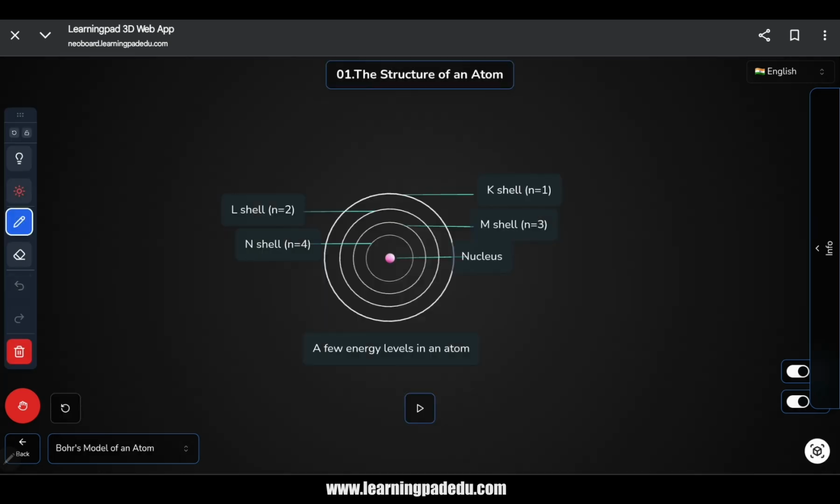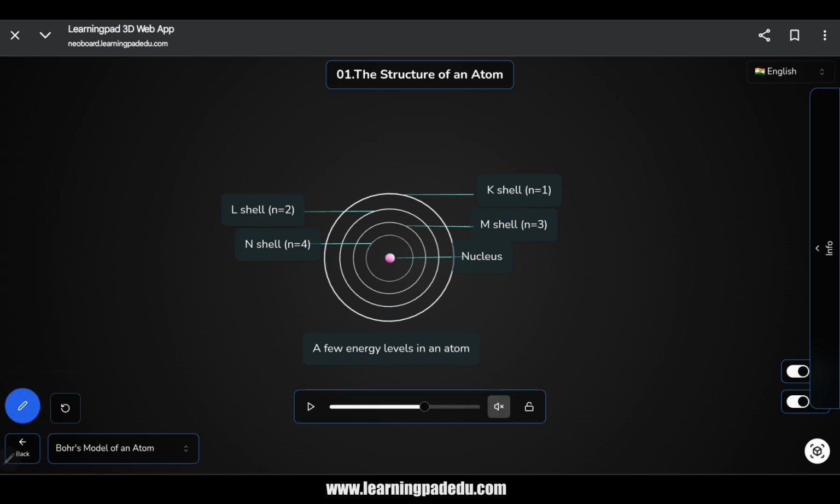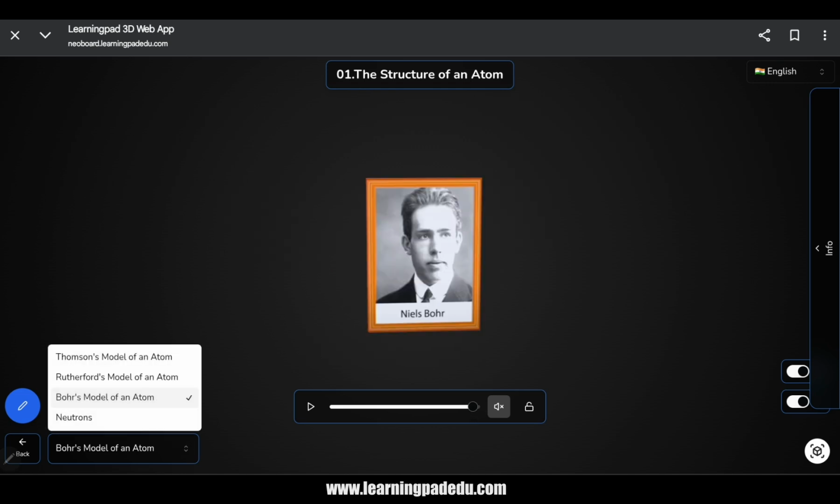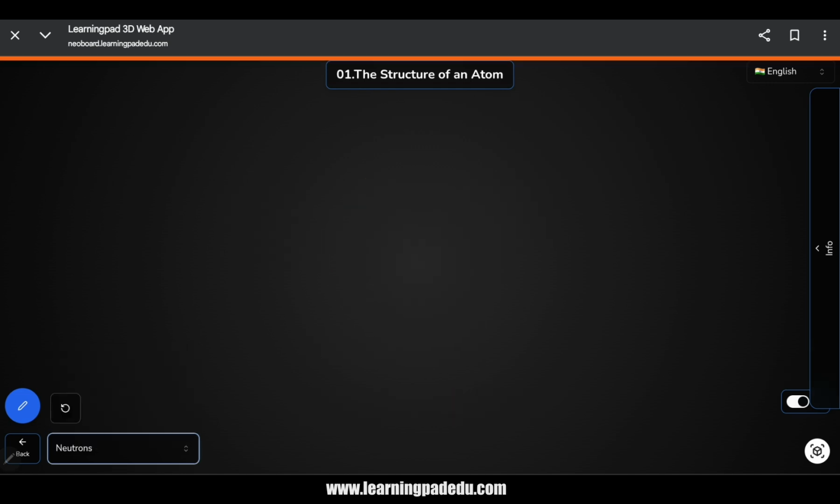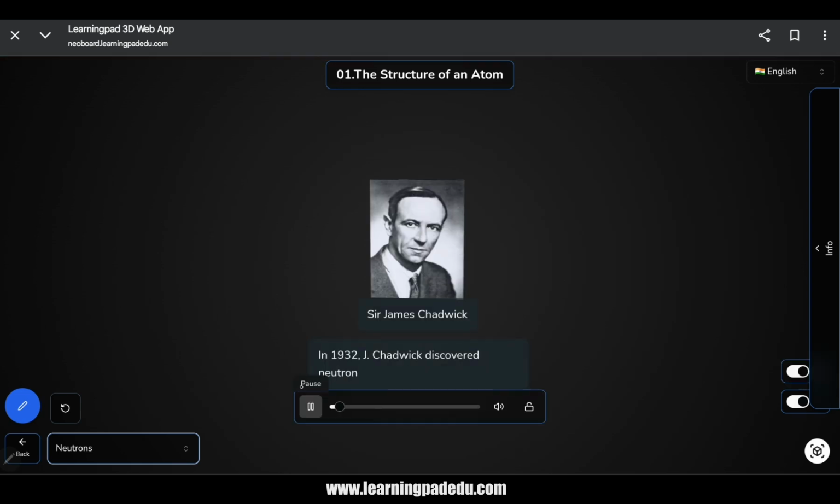Okay. So, what did Bohr say? Bohr said that electrons are revolving around the nucleus in discrete orbits. Those discrete orbits are otherwise called energy levels. Because electrons are moving in energy levels, they do not radiate energy. So, this was given by Rutherford Bohr's model, right? Now, let us study about the discovery of the neutron.